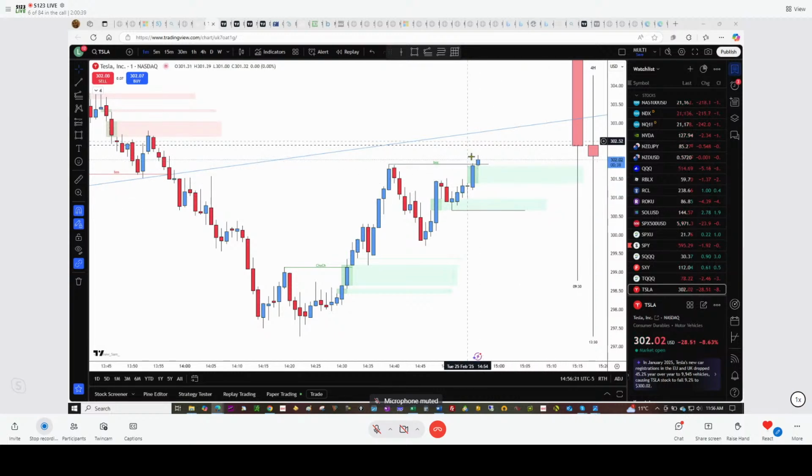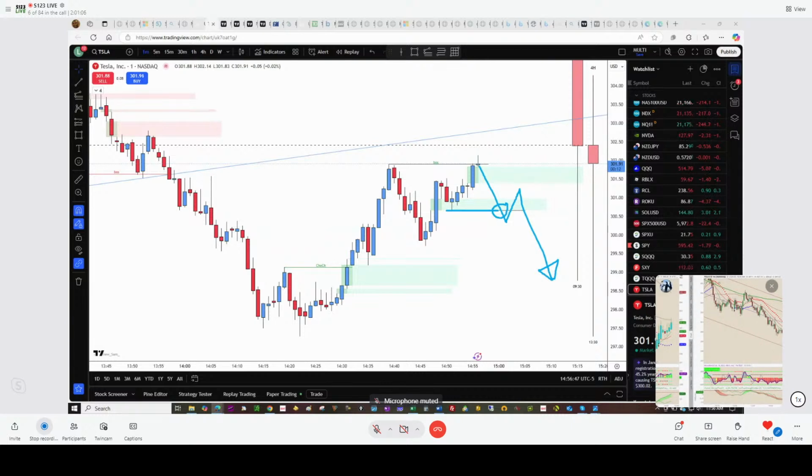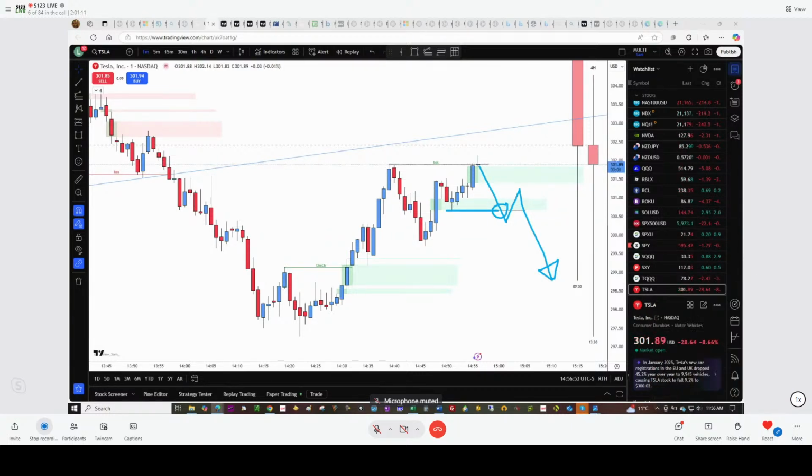Okay, so there's the sweep. All right, so now we would want to see them come back, make a 1, 2, 3 here to drop. Okay. Closure below this low here. That's the ideal setup. Peter, I put my Tesla charts in the room. The left one is 3-minute Heikin Ashi. The right one is 1-minute candle. Thanks, George.